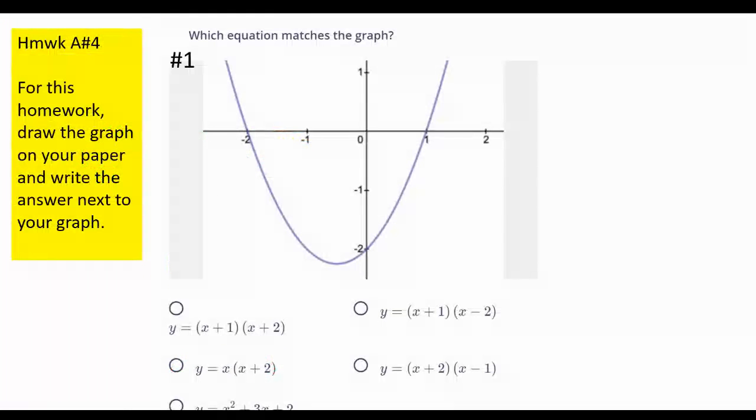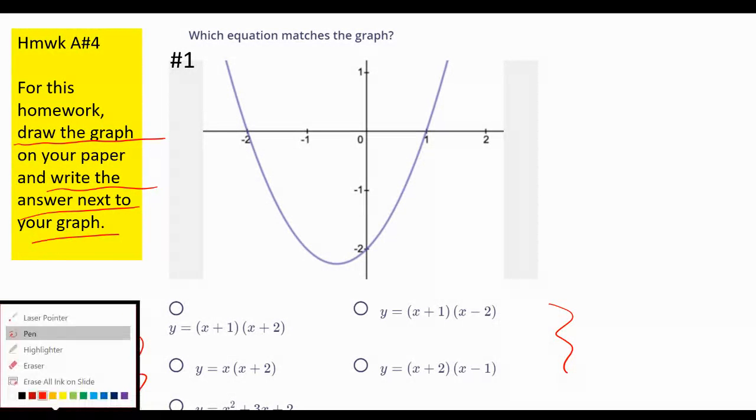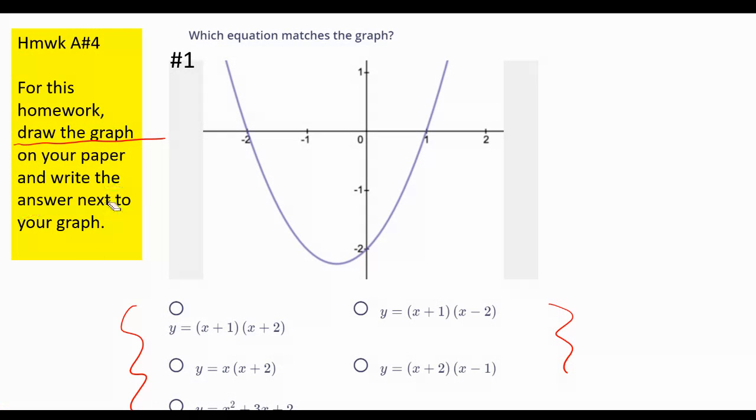Okay, so this will be homework number 4. So for this homework, draw the graph on your paper and write whichever answer you pick down here. Whatever answer you think goes to that graph, then write the answer next to your graph. Okay, so you have to draw the graph and write the answer next to your graph. So which equation matches the graph? So there's 4 of these that you need to do.